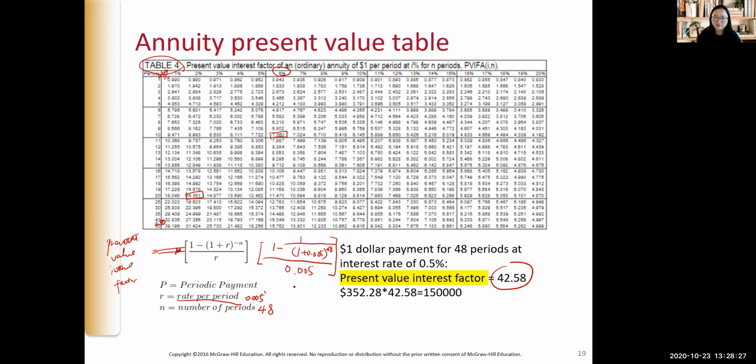And by doing this formula, you should do it yourself as well. 1 minus 1 over 1 plus the rate, dividing. First, you calculate this component, and then you use 1 minus this component, dividing by 0.005. You calculate it and find it's 42.58. You multiply by the payment of $352.28, and you get the present value. I will introduce both methods in the class, okay?